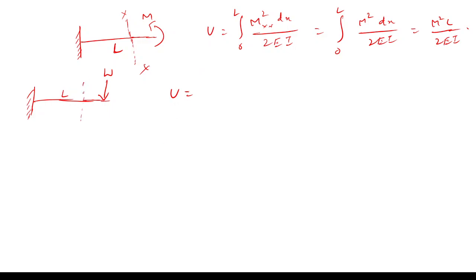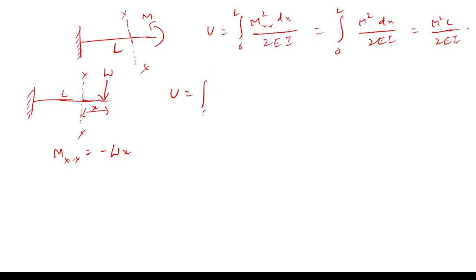So W square L cube by 6EI, yes, that is the answer. Here I am taking this section XX, and if I take the right hand side as the length X, with sign I have to write what is M_XX, the bending moment at the section XX: minus W into X. Yes, minus W into X.